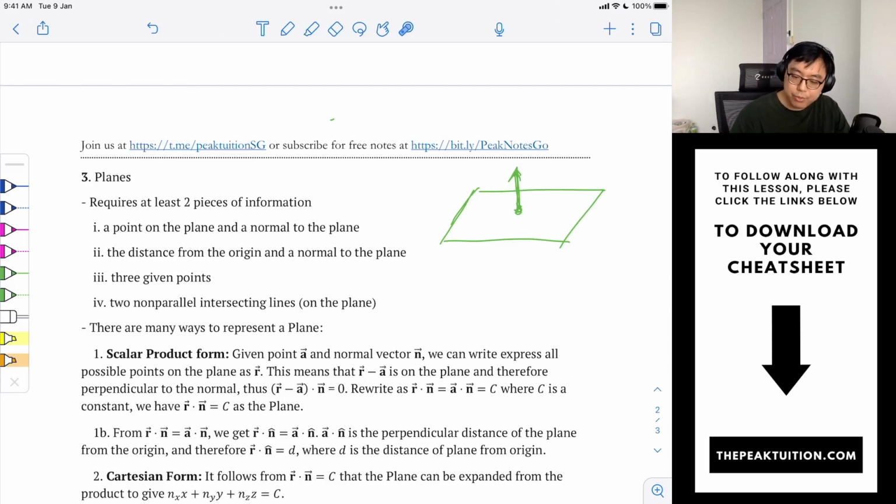Another way to do it is to find the perpendicular distance from the origin. So let's say there's a point here, OP, but then if we know the perpendicular distance, we can also just say, hey, we know that the plane is this distance away, and we know that it's pointing in a given direction. Therefore, all the points that have a perpendicular distance of, let's say, d away, pointing in that direction, can be found to be on the plane.